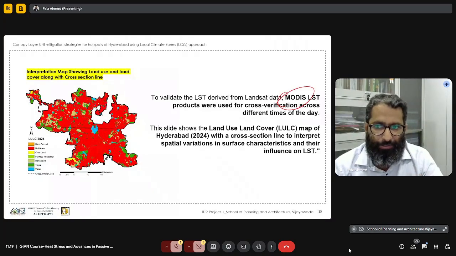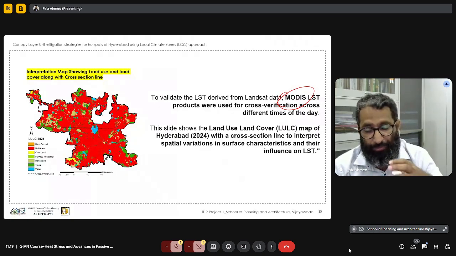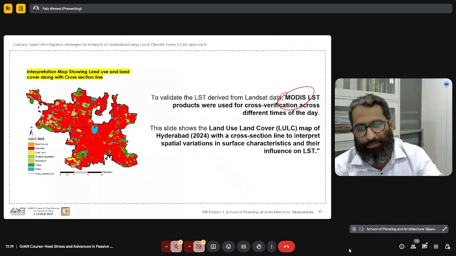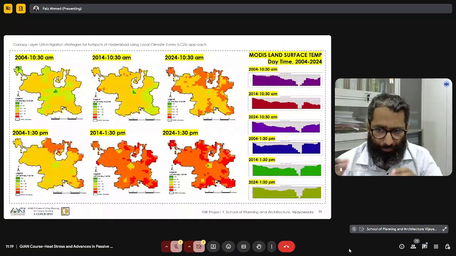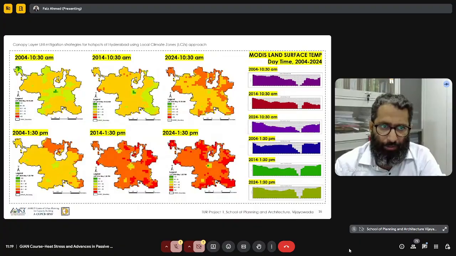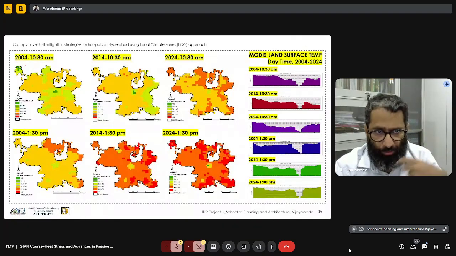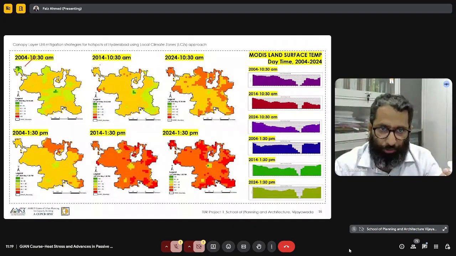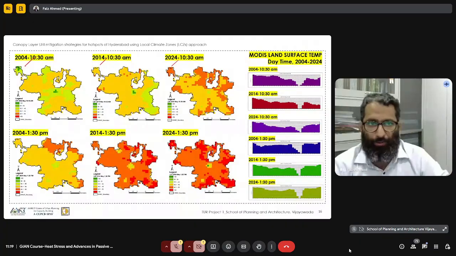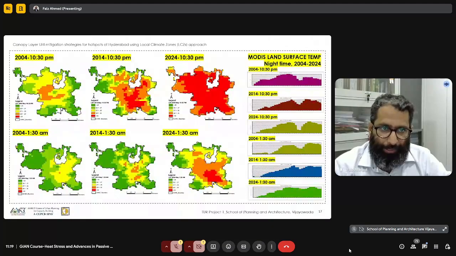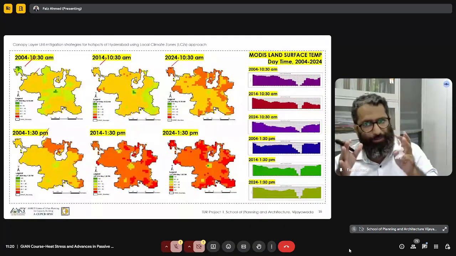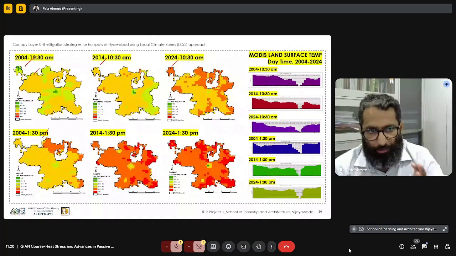So we use MODIS data to understand the thermal environment during the night time. If you look at these slides for 2004, 2014, and 2024, during the daytime, during the afternoon hours, and also during the night time, we mapped the changes in the temperature profile across the city.